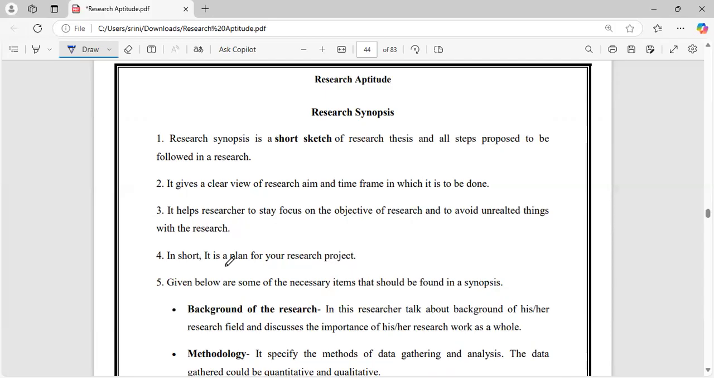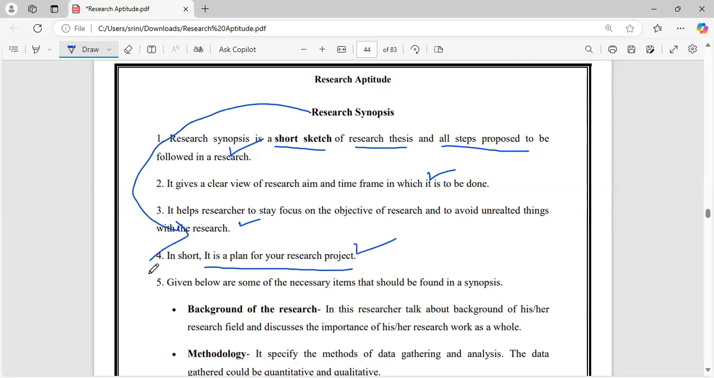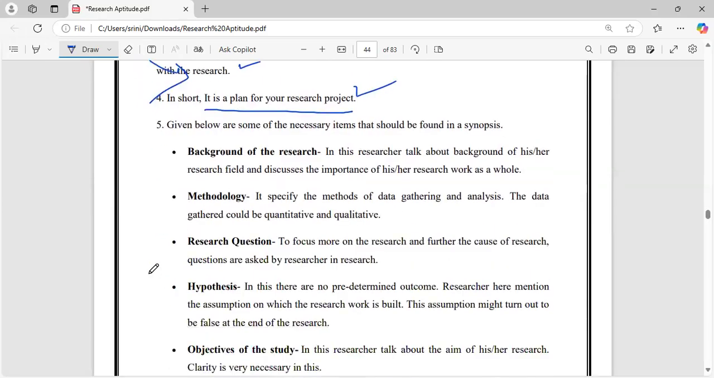Okay. A research synopsis is a short sketch of the research thesis and all steps proposed to be followed in a research. It gives a clear view of the research aim and the time frame in which it is to be done. It helps researchers to stay focused on the objective of the research and to avoid unrelated things within the research. In short, it is a plan for your research project. So we can say synopsis is a plan for our research project.